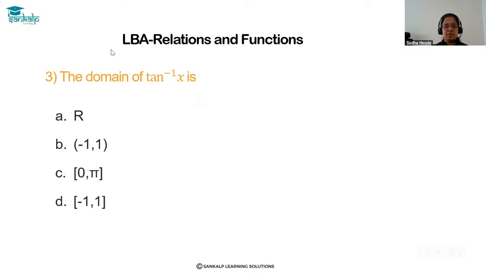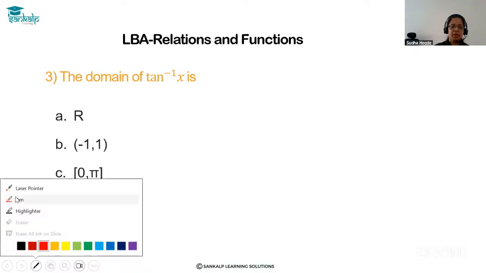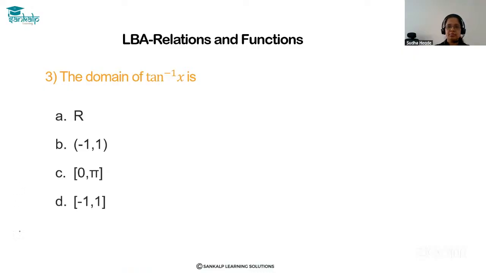Hi students, the question is the domain of tan inverse x. So how do you define tan x? The domain and range of tan x. Tan x is not defined.